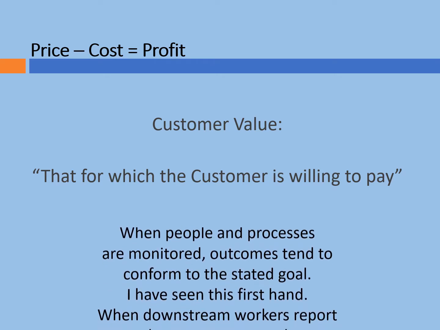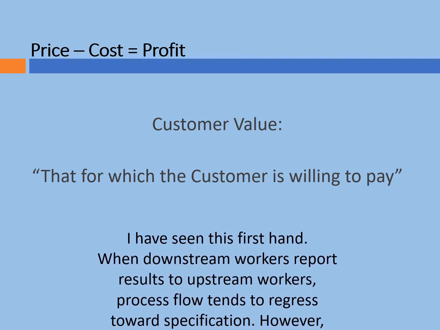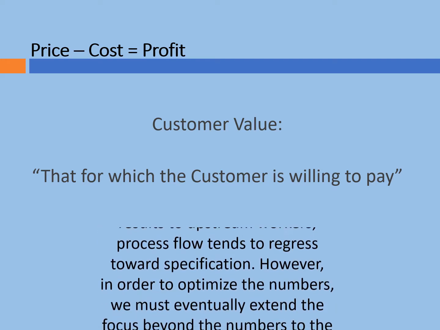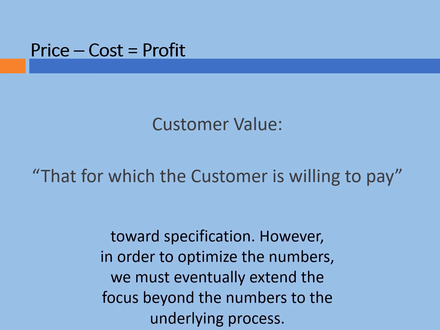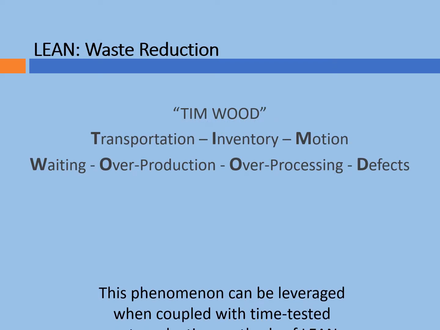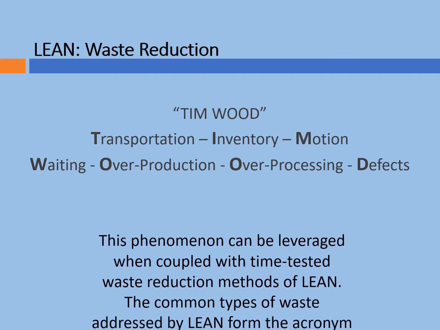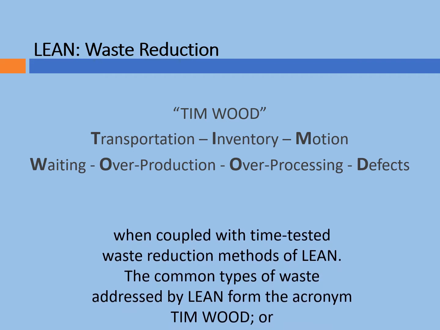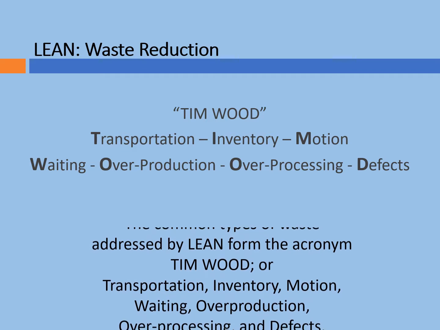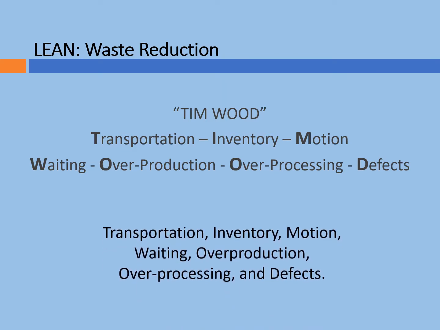I have seen this firsthand. When downstream workers report results to upstream workers, process flow tends to regress towards specification. However, in order to optimize the numbers, we must eventually extend the focus beyond the numbers to the underlying process. This phenomenon can be leveraged when coupled with time-tested waste reduction methods of Lean. The common types of waste addressed by Lean form the acronym TIMWOOD, or Transportation, Inventory, Motion, Waiting, Overproduction, Overprocessing, and Defects.